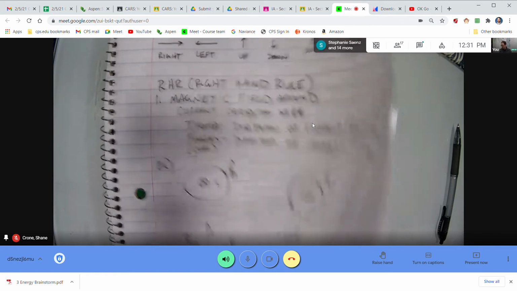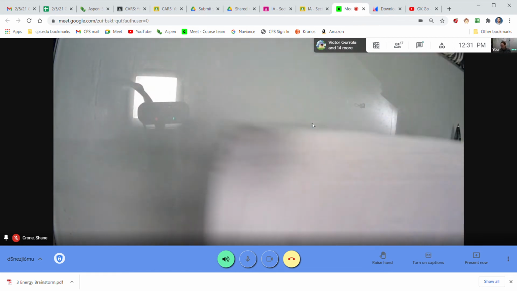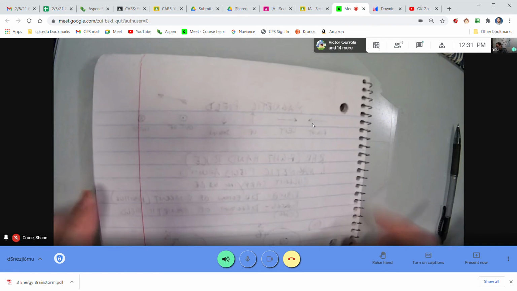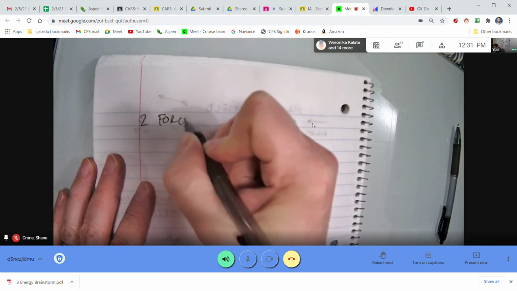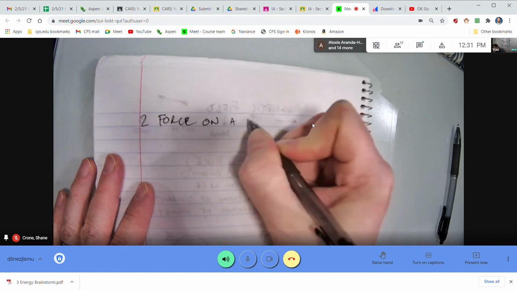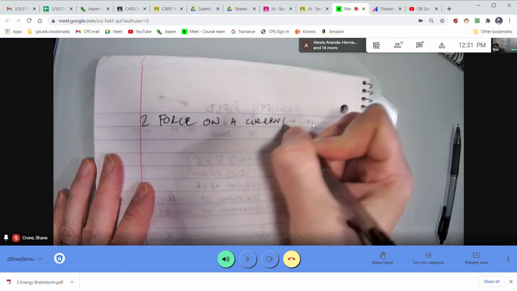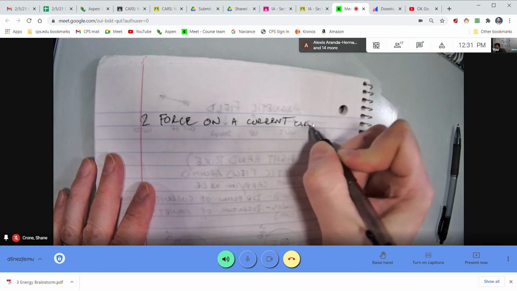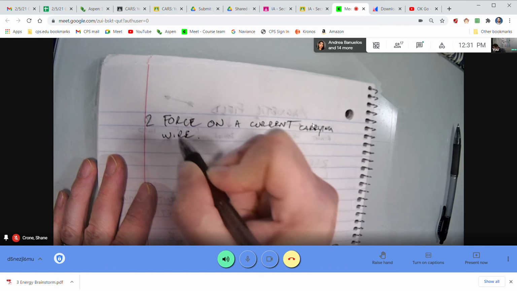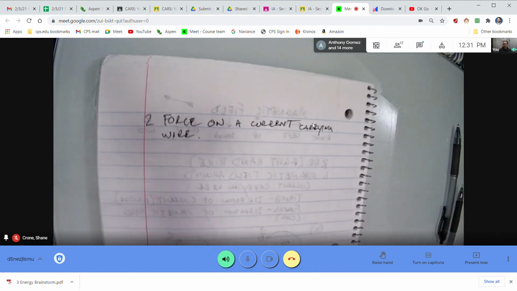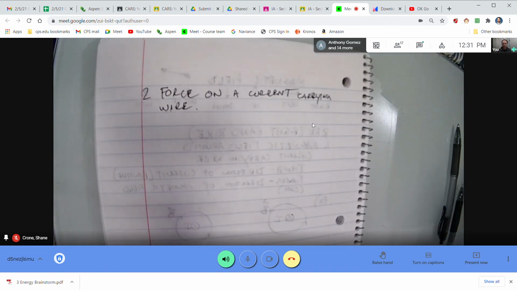And now what we want to look at is what happens if you put a wire. So number 2 is... All right, so this might not be obvious to you, but let's just think through the logic of it. If you put current in a wire, the wire becomes a magnet. Okay, simple as that. If you put current in an electrical wire, that wire becomes a magnet.